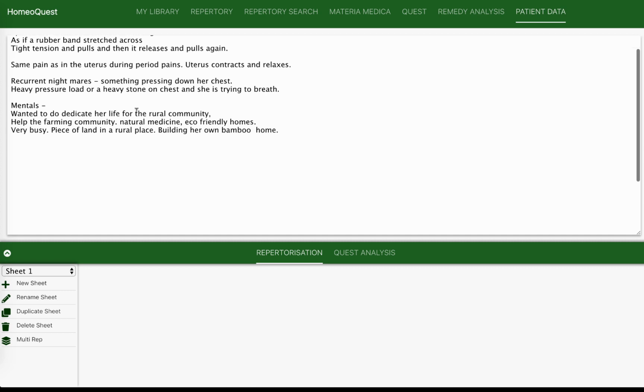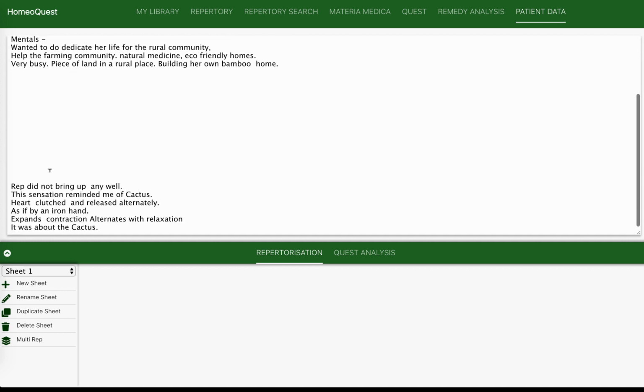And the cactus grandiflorus, if you read all that, that's what happened. It reminded me of cactus, of the heart clutched and released alternately, as if by an iron hand. It expands and contracts and alternates with relaxation. And we gave her cactus, I think, but it just did not do anything. It gave her some relief, but the pains just stayed very strongly. So that was when I decided to look at the cactus family.